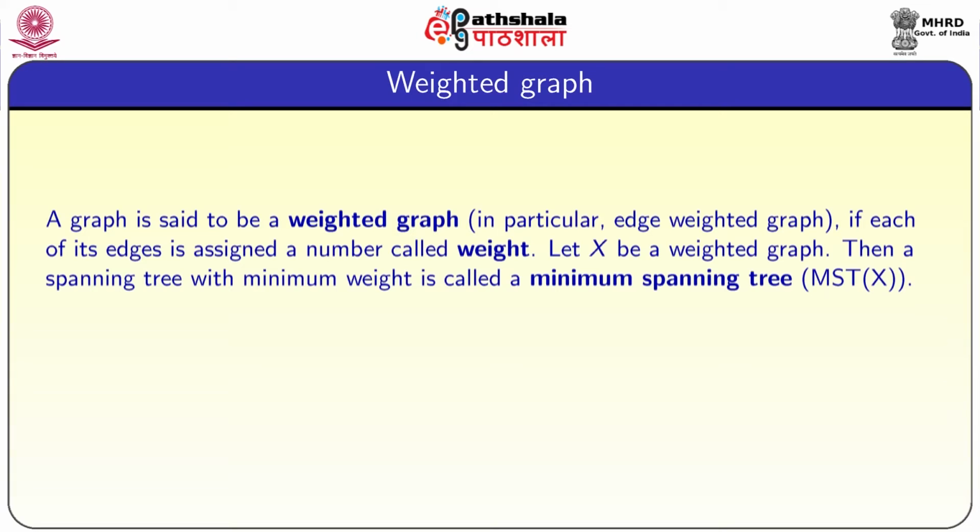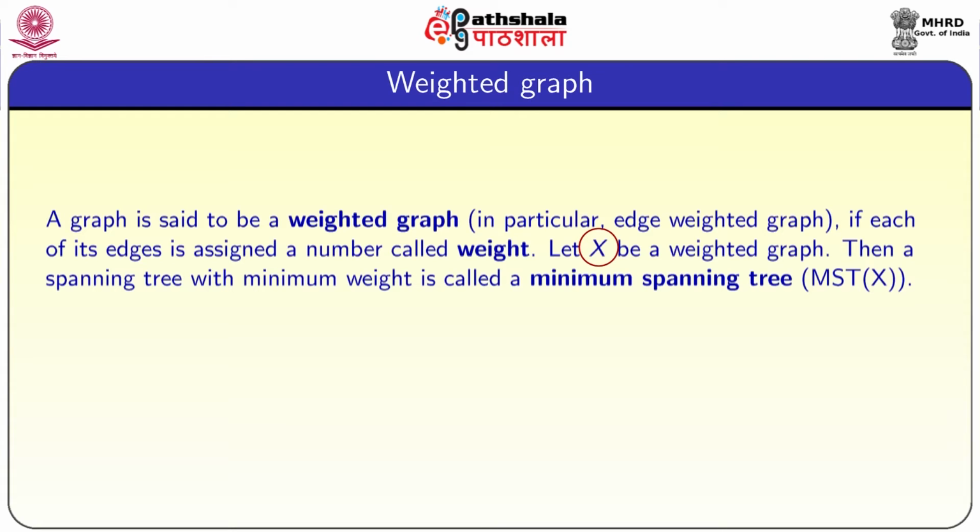Now, we are going to define a weighted graph. A graph is said to be a weighted graph, in particular an edge weighted graph, if each of its edges is assigned a number called a weight. That means each of its edges is given a certain number called weight.